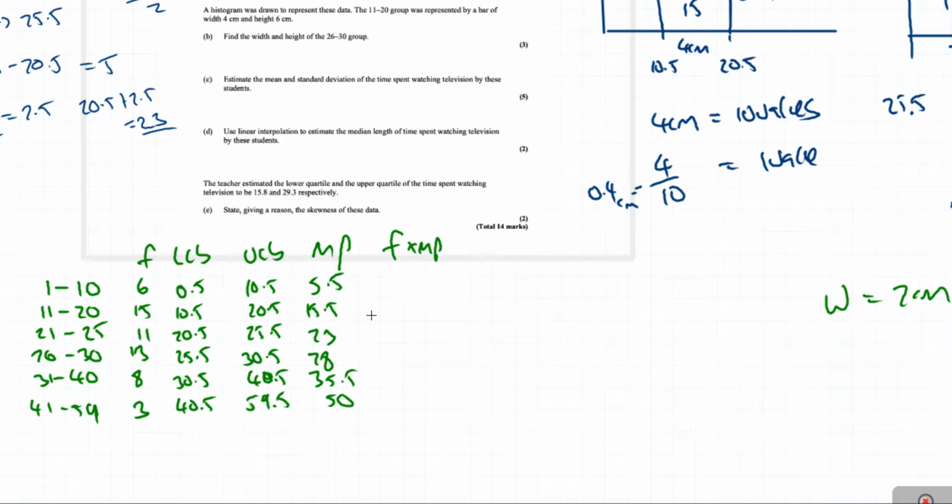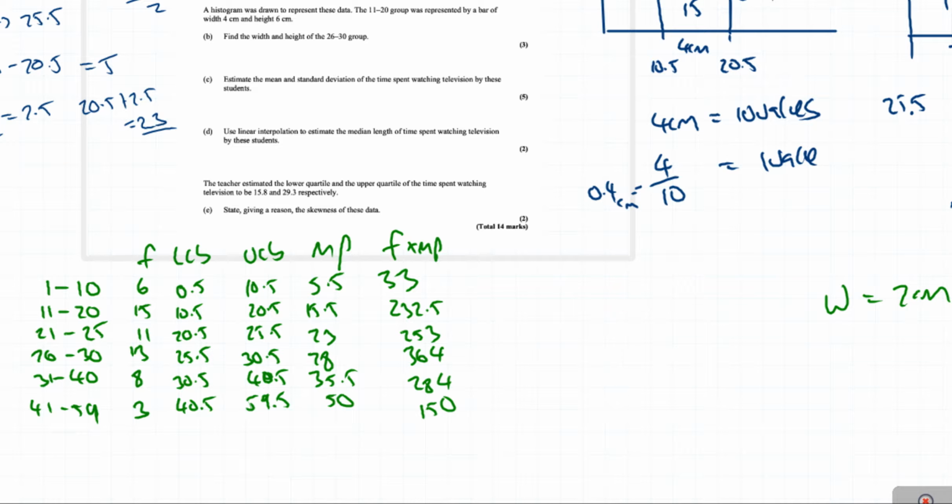So frequency times midpoint is going to be 5.5 times 6, so it's 33. Of course, you can use a calculator to find this faster. So 23 times 11 is 253. 13 times 28 is 364. 35.5 times 8 is 284. And 3 times 50 is 150.